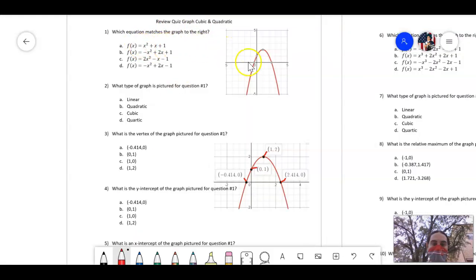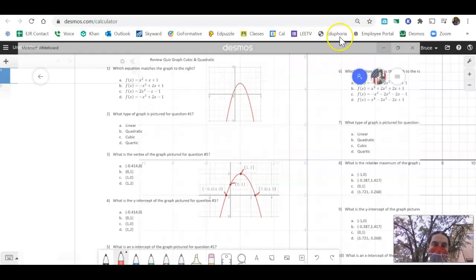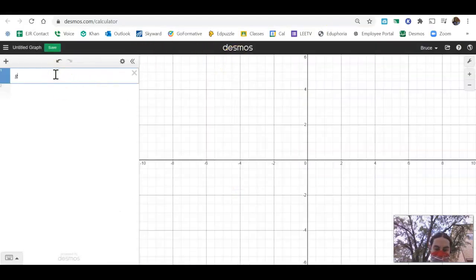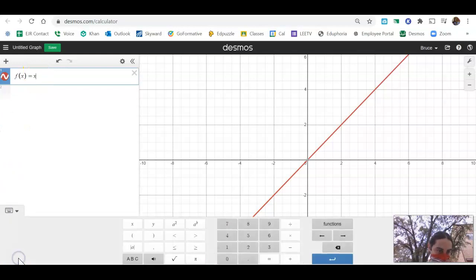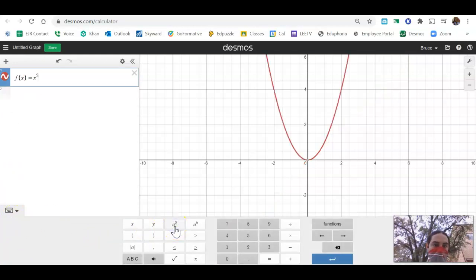Well, I want to type this in. I want to see which graph matches this: x squared plus x plus 1. So let's type this in. f of x equals x squared. Now, how do you get the squared? How do you get that little 2 there? Come down to this little keyboard, and the one that says a squared will give you the squared. And there's your parent function for quadratics.